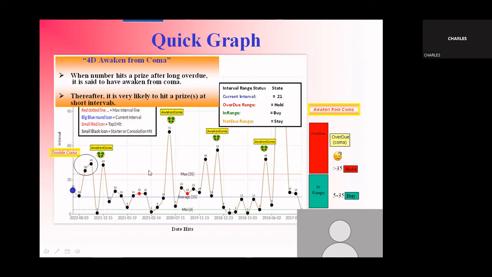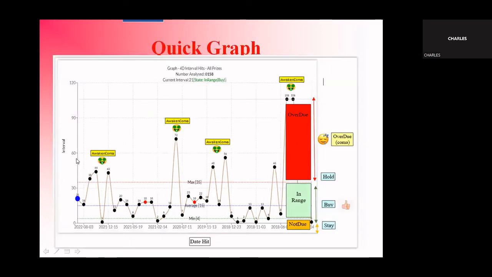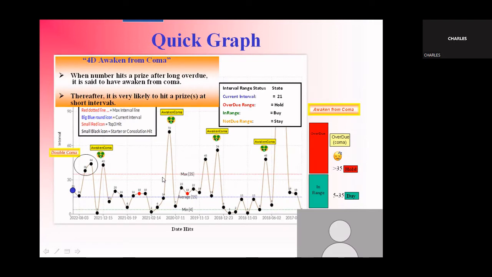Okay, now I want to explain also there's such a thing as a double coma. A double coma means, okay, in this case, it has gone into a coma here. It has awakened, right? And then it goes into a second coma, no? That means it didn't hit a short interval after that. So it went into a second coma, which is, I told you, after the maximum line, in this case 35. And it goes into a second coma.